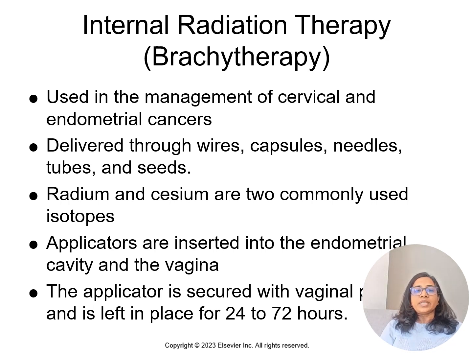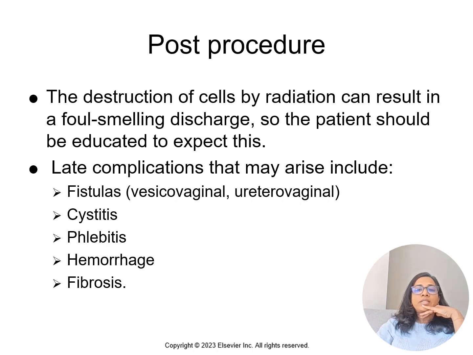We also sometimes use internal radiation, or brachytherapy, so it's important that we advise patients about it. Either radium or cesium are used as isotopes and applied using a long-handled forceps into the vagina or the cervical cavity, and it is usually left in place for 24 to 72 hours. Our role is to make sure that it is not dislodged, and also to tell the patient that as a result of this local radiation, they'll have some foul-smelling discharge post treatment. This is to be expected and not to worry about.